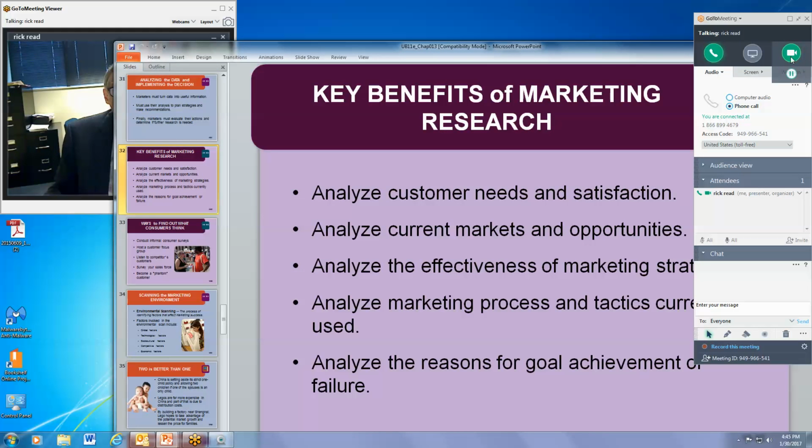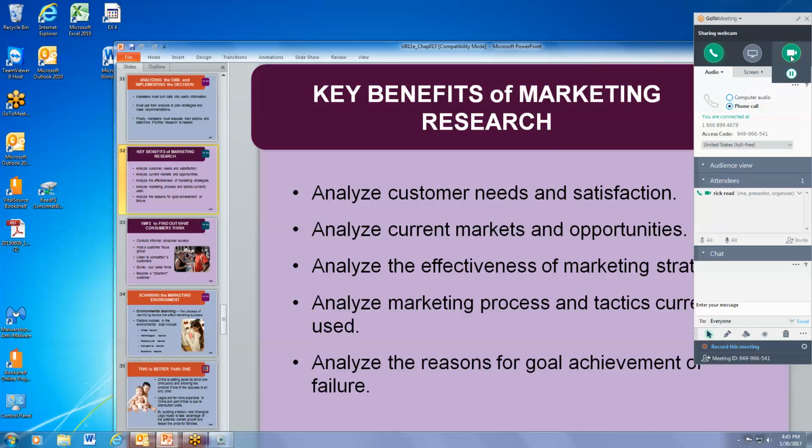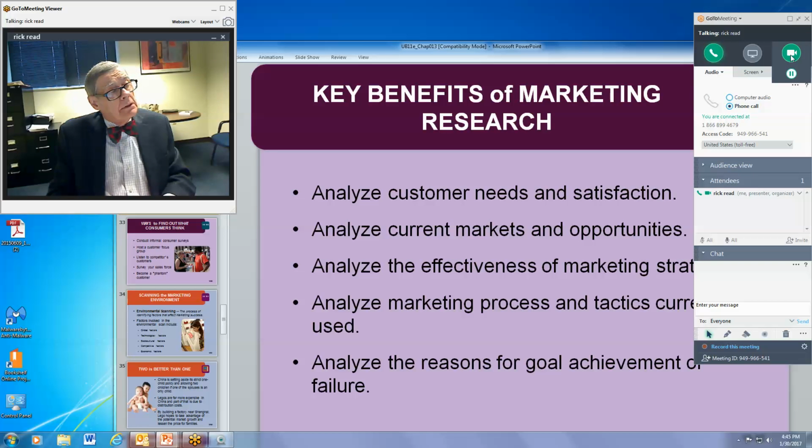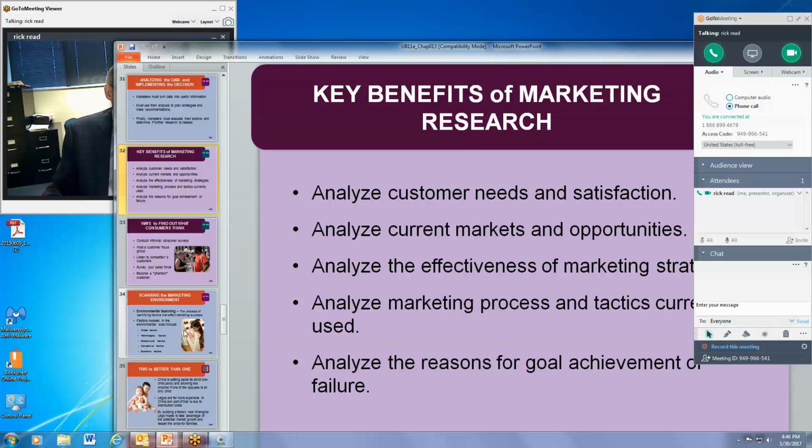Here are some benefits of marketing research. You get to find out not only customers' needs, but if they're satisfied. You get to find out if your marketing strategies work. You can find out why you didn't achieve your goal. All of those things are there. Remember, when you go into this process, it has to be objective.